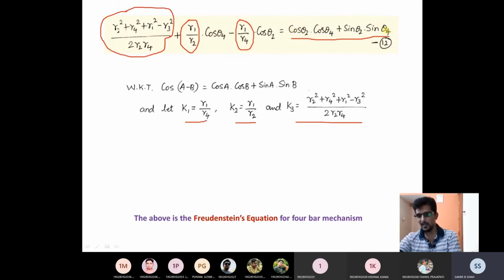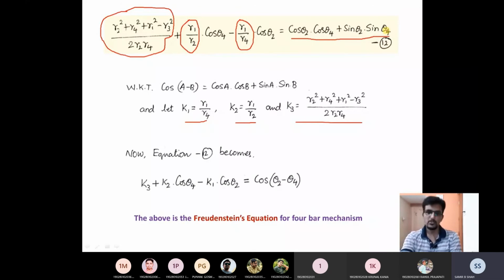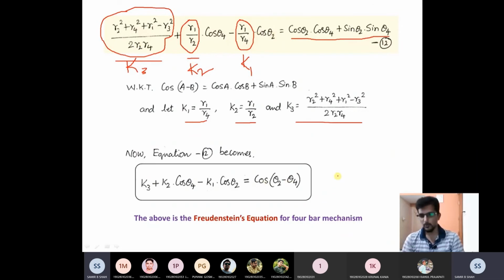And this entire right hand side can be written as cos(A minus B), that is cos(theta 2 minus theta 4). So the resulting equation can be written like this. The first term simply becomes K3, this is nothing but K3, this is nothing but K2 and this is nothing but K1. So this is K3 written as it is, K2 cos theta 4 minus K1 cos theta 2 equal to cos(theta 2 minus theta 4).